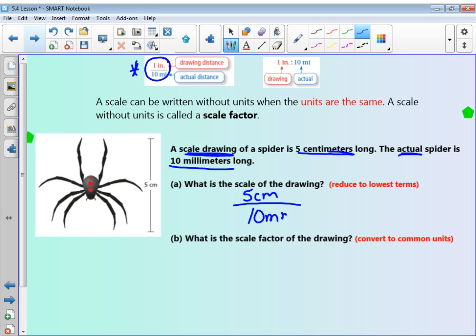Okay, so now we want to reduce this down to lowest terms. We're still going to keep the same labels, but we're going to reduce the numbers down to lowest terms. So 5 would go into both of those numbers. Now that becomes 1 centimeter is the same as 5 millimeters. Now to convert that to a scale factor, we have to convert those so that they have common units. So we can decide to either change them to centimeters or into millimeters. It really doesn't matter. I'm going to go ahead and do both.